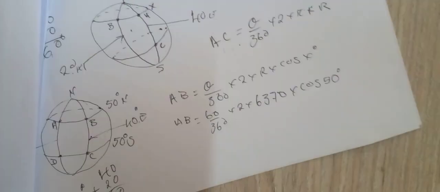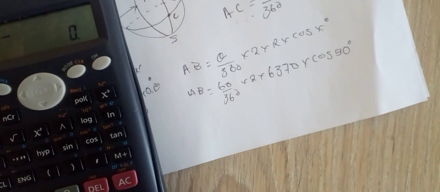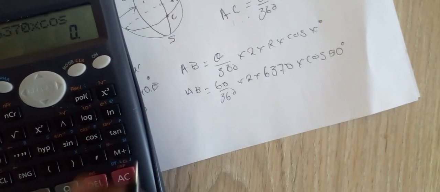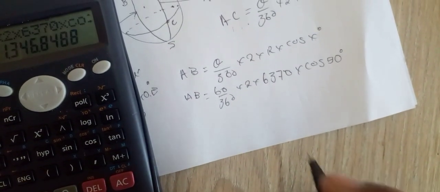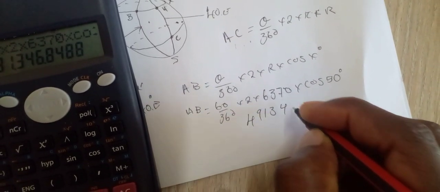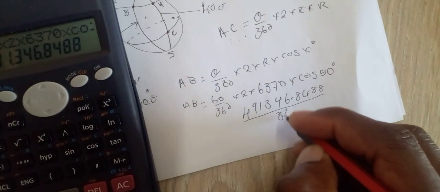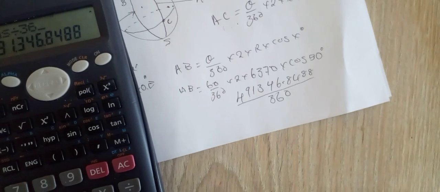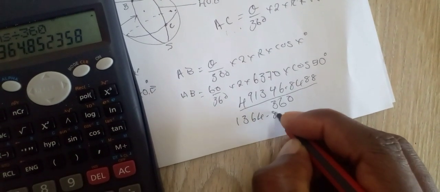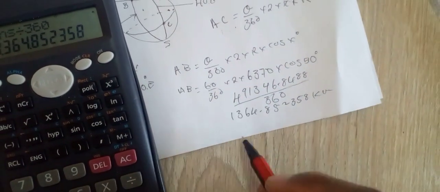Once you do this, just get your calculator and punch everything there. We are going to say 60 times 2 times 6370 times cos 50, which is going to give us 4913 46.8488. All this divided by 360. What do we get? You are going to get yourself 1364.852358 kilometers. This is our distance.